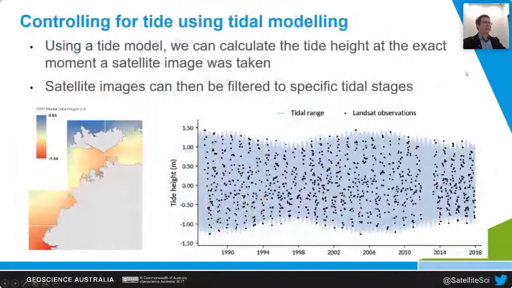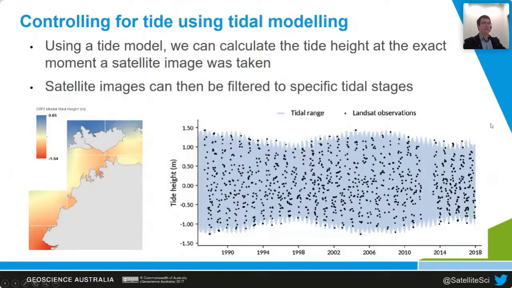The second main technique we use is we try to control for some of the variability in these images. The biggest one that I talked about before was tides. Taking a stack of images taken through time, we can calculate, using a tidal model, the tide height at the exact moment each image was taken. In this graph on the right, on the x-axis is time from the late 80s, on the y-axis is tide height, and each of these dots is a satellite image taken by a satellite during that period. You can see that we have some images down the bottom which are taken at low tide, some are taken at high tide, and you've got all the way through the tide spectrum as you go through.